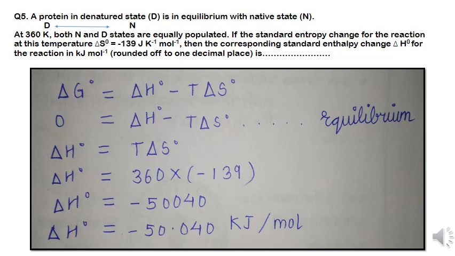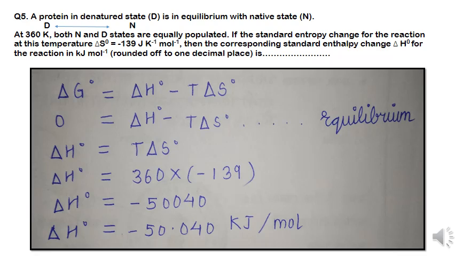5. A protein in denatured state D is in equilibrium with the native state N. At 360 Kelvin, both N and D states are equally populated. If the standard entropy change for the reaction at this temperature, that is delta S0, is minus 139 joule per Kelvin per mole, then the corresponding standard enthalpy change delta H0 for the reaction in kilojoules per mole is.